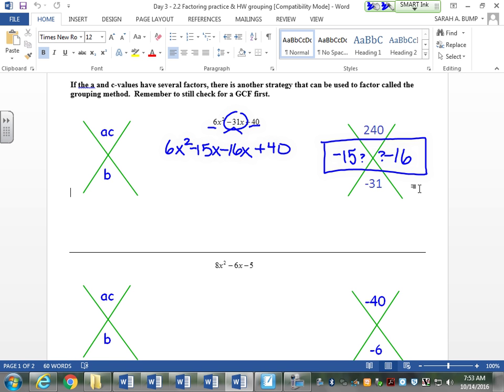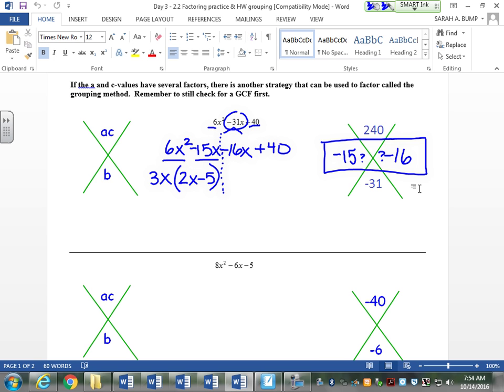What this is going to now allow us to do is factor in parts instead of trying to factor the whole thing at once. We're going to split the problem down the middle, so right after the negative 15x, and we're going to look at each side of the whole quadratic separately. Looking at the left-hand side, we're looking for a GCF that's in common between those two terms, and that's going to be a 3x. If we factor out a 3x, we will be left with 2x minus 5.